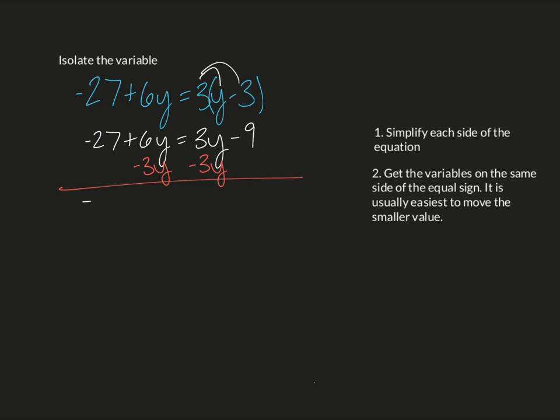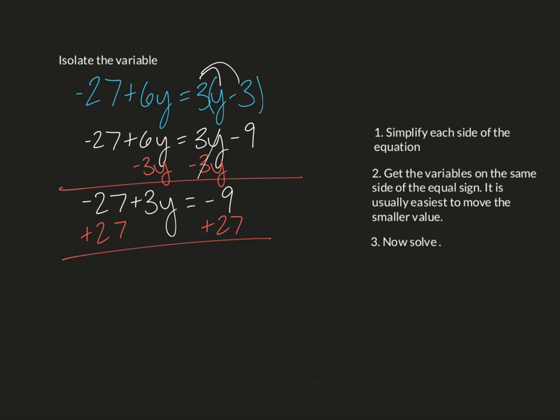And when I do that, I get a -27. 6y minus 3y is now just positive 3y. The 3y's over there cancel out, and the -9 comes back down. And from here, we are just going to solve it like we normally would. So I need to get the y by itself. I'm going to get rid of the -27. So I'm going to add 27 to both sides.